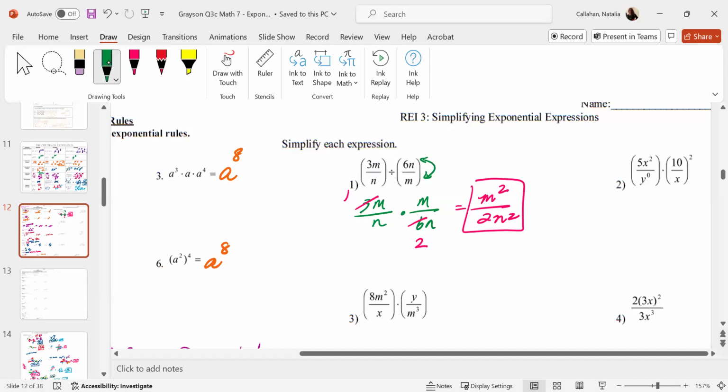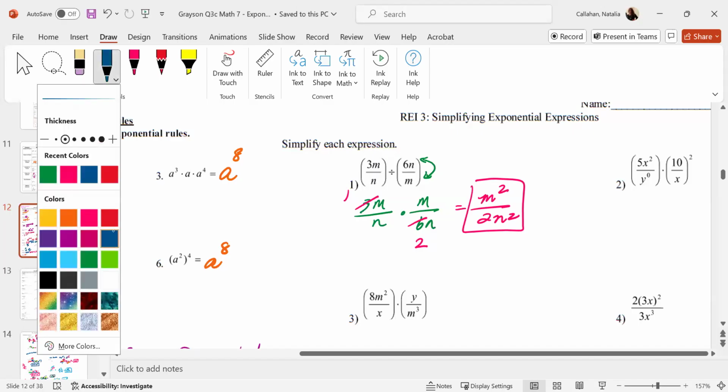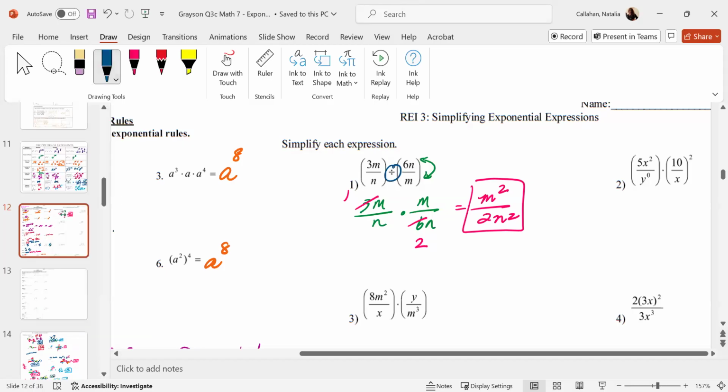Okay, so you know how this is a division sign, right? You gotta flip this, right? To change it to multiplication. So 3m over n, nothing changed, right? Times, flip it, m over 6n, correct? Do you see the number top and bottom? What can you reduce that to? Yeah, m and m, you can't cancel anything else, right? There's nothing else top and bottom that's the same, correct? So m times m is, n times n is, but you have a 2.